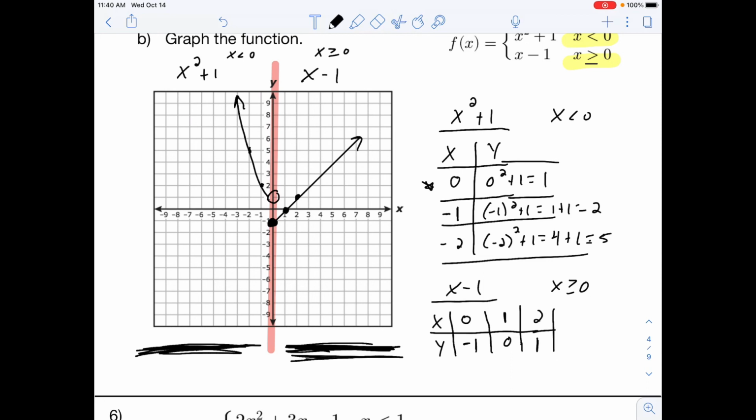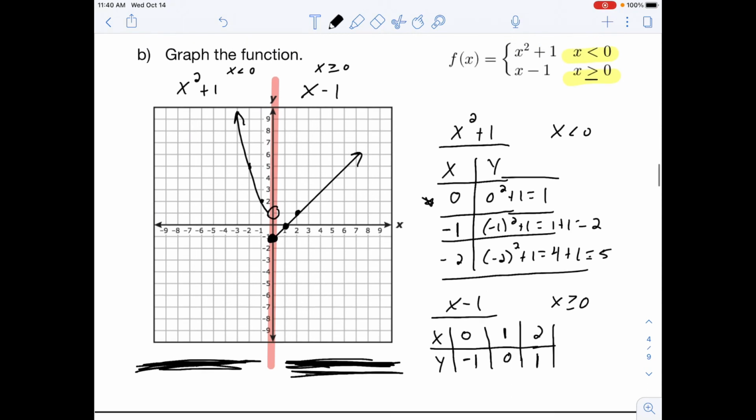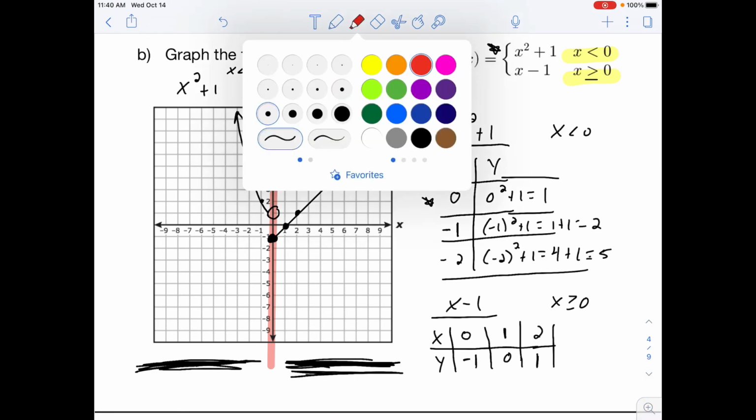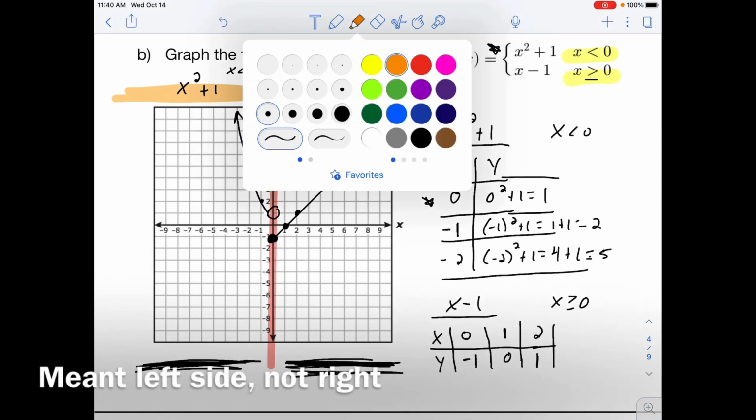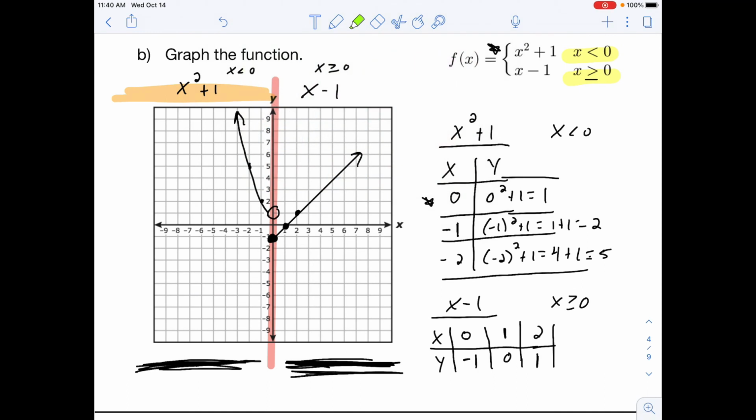And that is it. So again, the key point here is to look at your domain restriction here. Identify where you want the graph. So for this one right here, I wanted x squared plus 1 when x is less than 0. That is on the left side. I want this one on the left side only. Then I needed x minus 1 when x is greater than or equal to 0. So that is only on the right side. That is all you graph. You don't graph the whole thing. You have to graph it on the restricted domain.